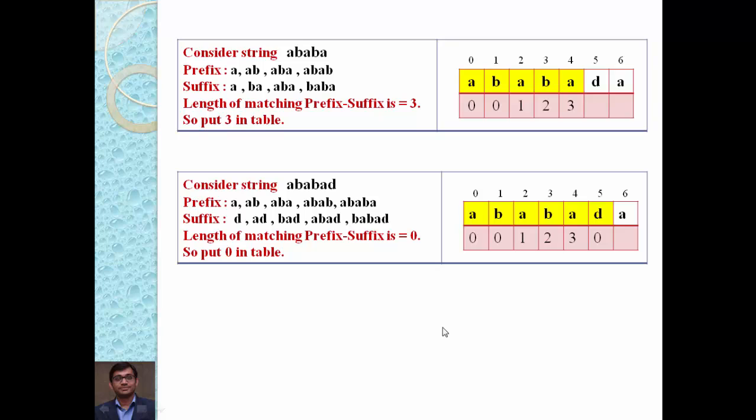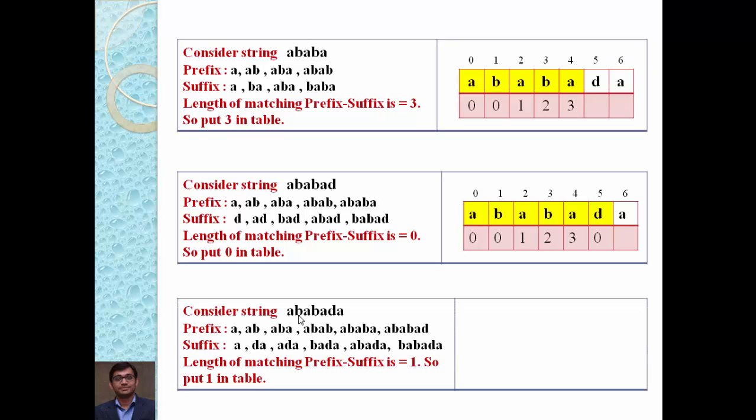Now the last character, so our string is ABABADA. So find out all the prefix and suffix. So all the characters before the A. So here the last character is A, and before that we have a set of characters like ABABAD. So the single character A is a prefix, then a pair of characters AB is a prefix, then ABA is a prefix, ABAB is a prefix, ABABA is also a prefix, and ABABAD is also a prefix.